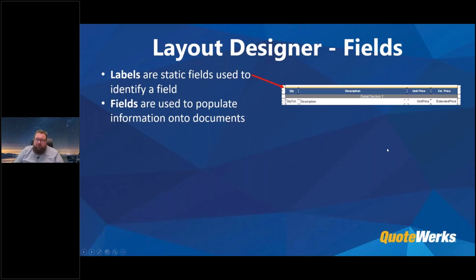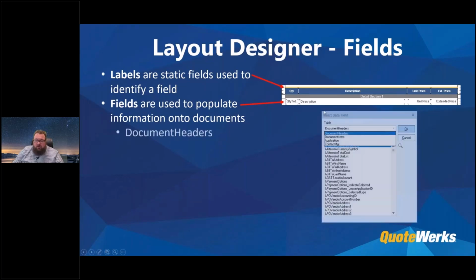Fields are used to populate information onto documents, and that'd be something like here, QTY total, description, unit price, extended price. Those are actual fields that are pulled from different tables that are being stored within the QuoteWerks system. And there are actually 4 main tables that we're pulling from. The first one is document headers. So document headers is going to be anything that's associated with the document itself. Think of this as you've got the quote entity or the quote object.